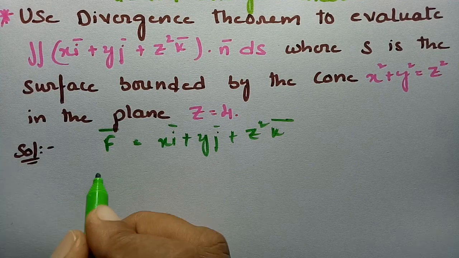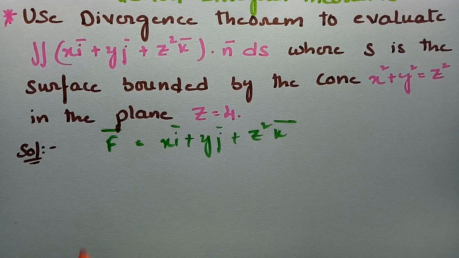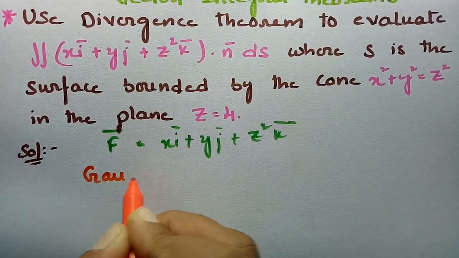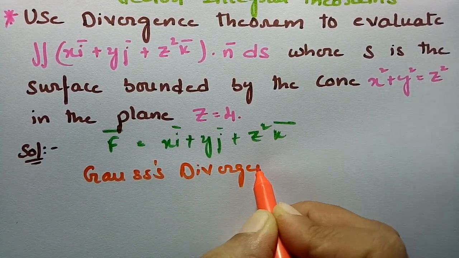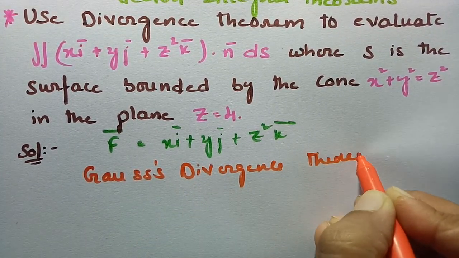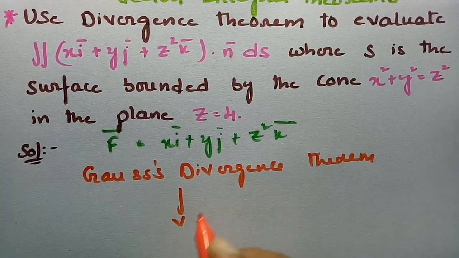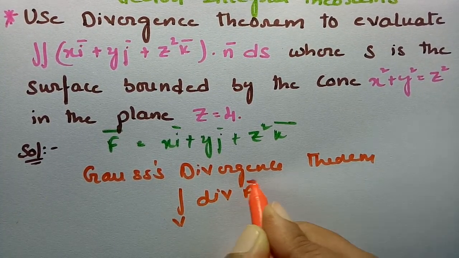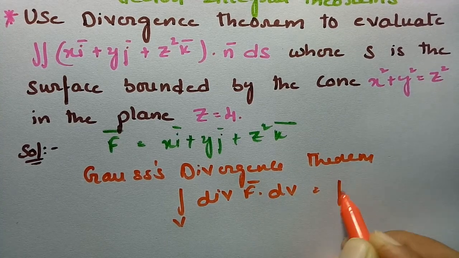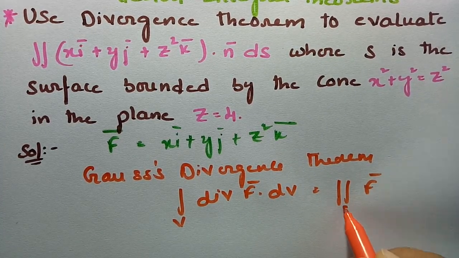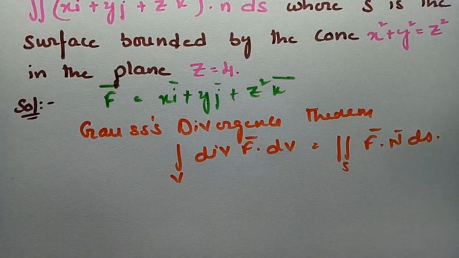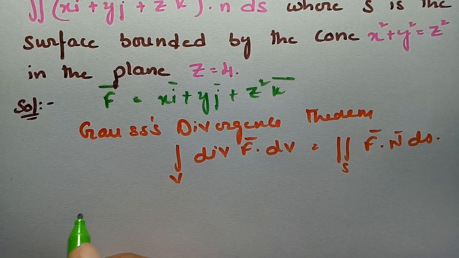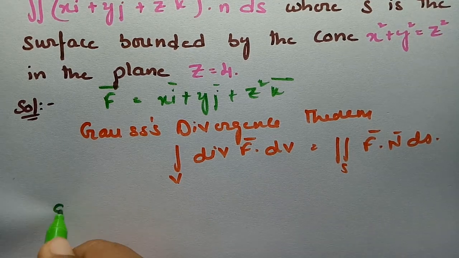So according to Gauss's divergence theorem, we have the volume integral of div f bar dV is equal to the surface integral of f bar dot n dS. So if you see, I'll find out the divergence of f.